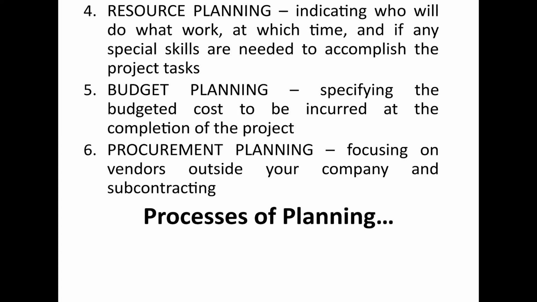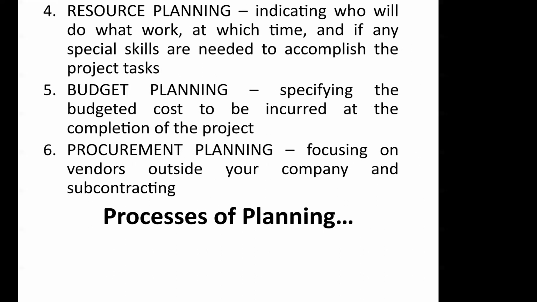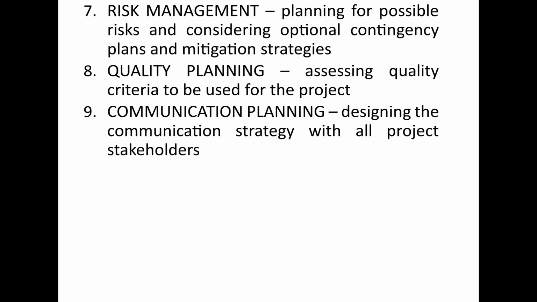There should be the procurement plan as well, which focuses on the vendors outside your company and the subcontractors. Risk management is also part of the process. That's the seventh one, where you plan for possible risks and consider contingency plans and mitigation strategies. Number 8, quality planning, is where you assess the quality criteria to be used for the project. And last, number 9, is the communication plan, where you design the communication strategy with all the project stakeholders. How are you going to be communicating? Is there any question? If there is no question, then we can end here.